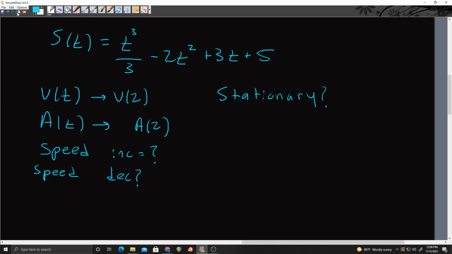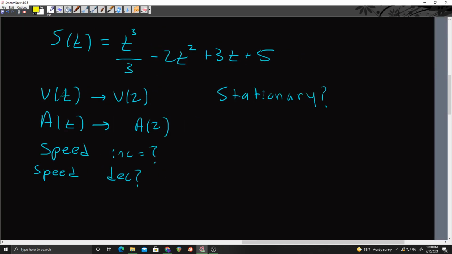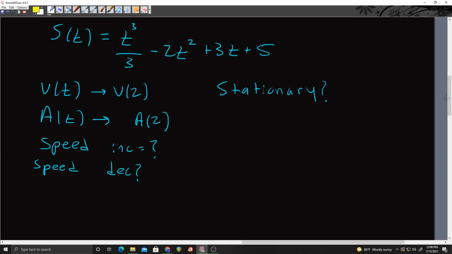All right. So first we have a position function, and we're being asked to find the velocity function. What did we just learn? The velocity is the derivative of the position. So I'm just going to take the derivative of this straight away. This is going to be 3t squared over 3 minus, bring the exponent down, 2 times 2 is 4t, plus 3, and then the derivative of 5 is 0. So there's v of t. First question done.